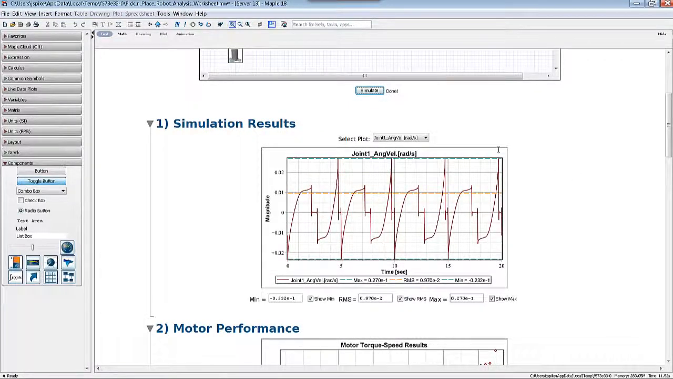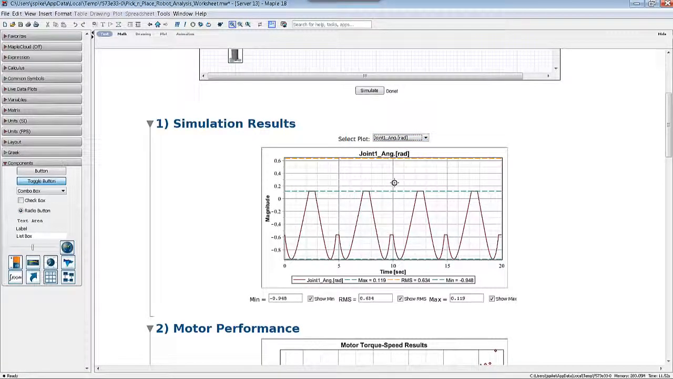Just like before, we have the ability to look at probed information. We can take a look at our overall joint angle information. Here we can see J1, or joint 1 angle, as well as the minimum, maximum, and RMS values that relate to this joint.